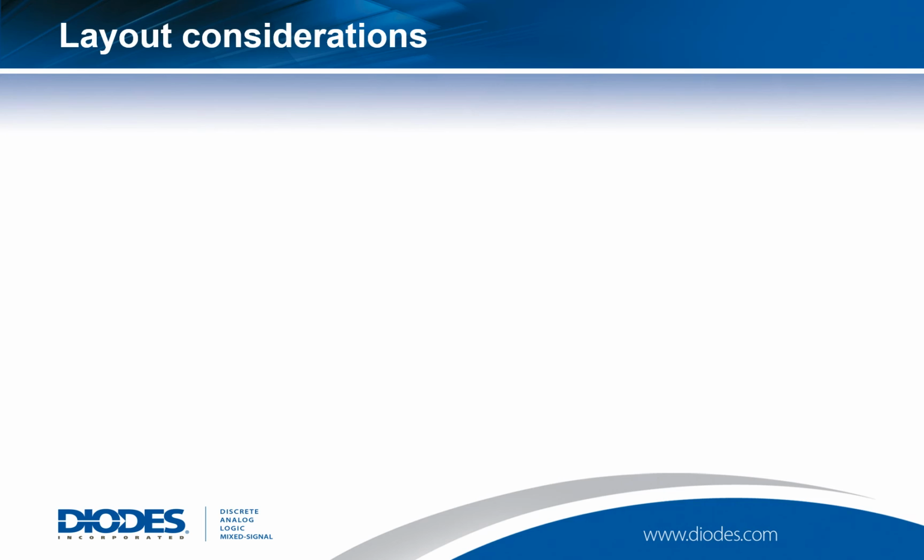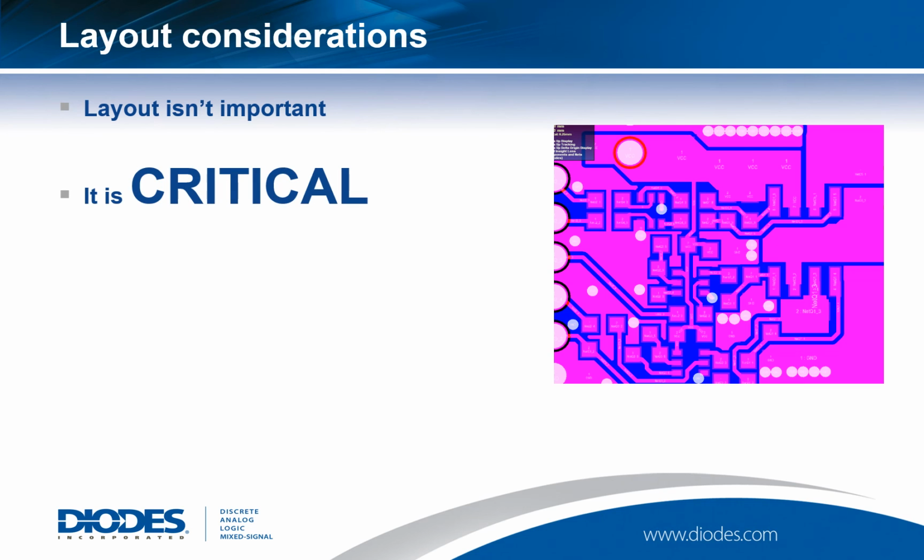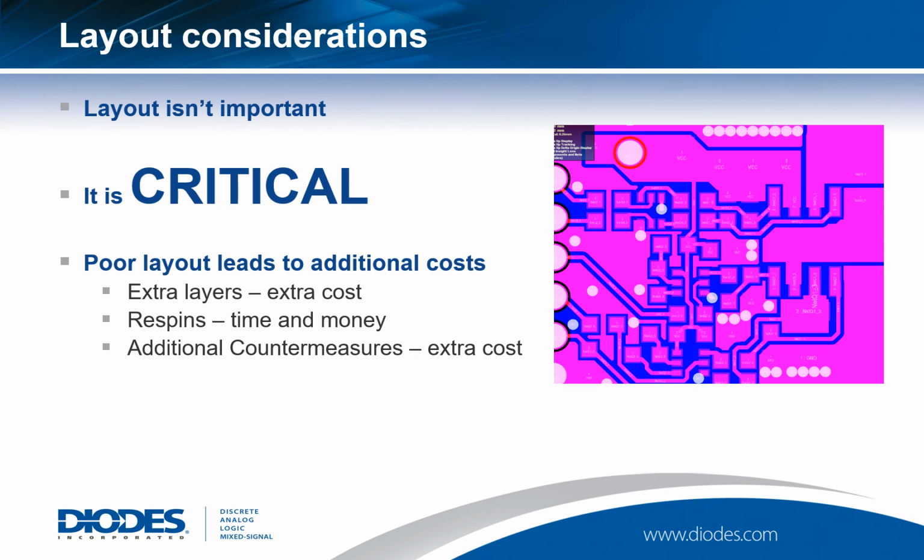A concept that I've heard a number of times through my career is that layout really isn't that important. I would say layout isn't important, it's critical. Poor layouts cost more money. They might need extra layers for routing, they might need 2 or 3 goes to get the job done, and if you have a poor layout around a microprocessor, an FPGA, causing EMC problems or some sort of production yield issue, additional countermeasures placed around the outside will again cost more money.